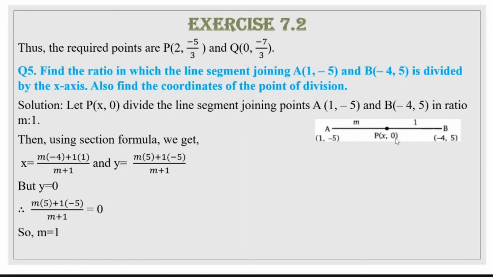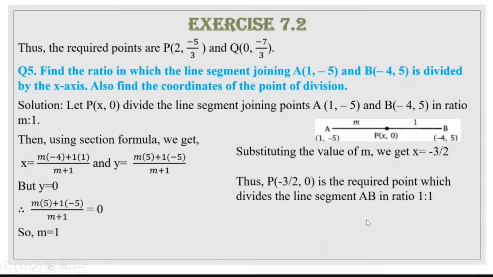Now what is to be found out? I need to find the x coordinate also. So (m into -4 plus 1 into 1) upon (m plus 1) will be equal to x. I'm putting m equal to 1, and I get x equal to how much? x will come out to be -3/2. So we can say that the required point P is given by (-3/2, 0).